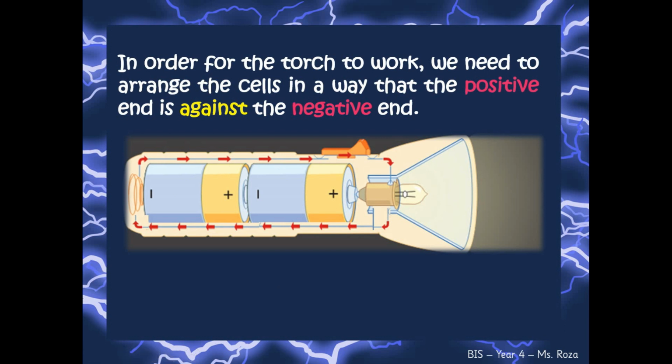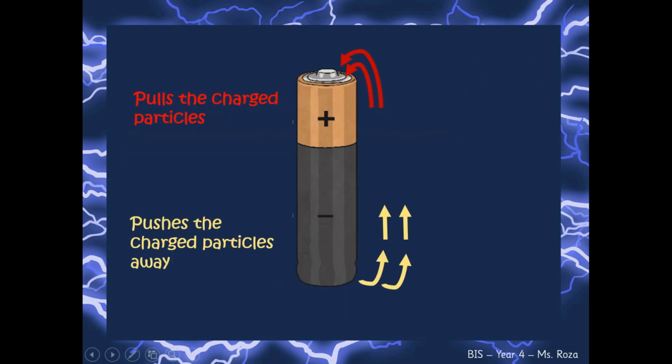in order for the torch to work, in order for the bulb to light up, we need to arrange the cells in a way that the positive end is against the negative end. But the question is, why? Now you see, the negative end pushes the charged particles away and the positive end pulls the charged particles. So just like that, we will have a complete flow all around the cell.